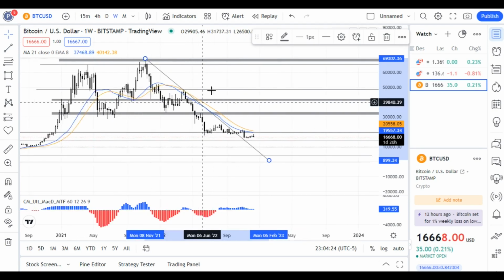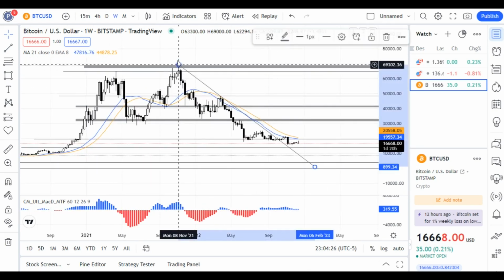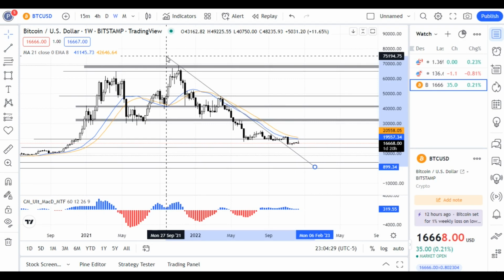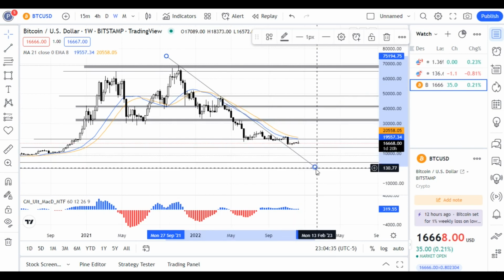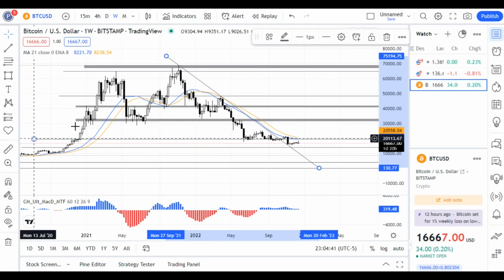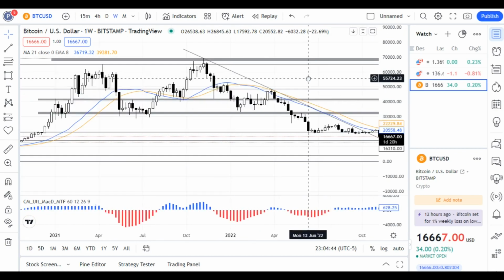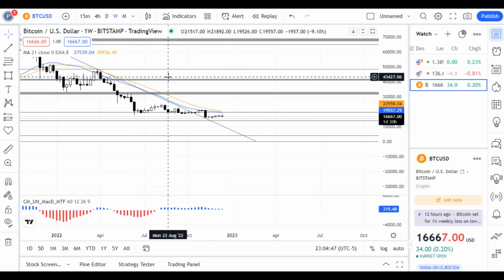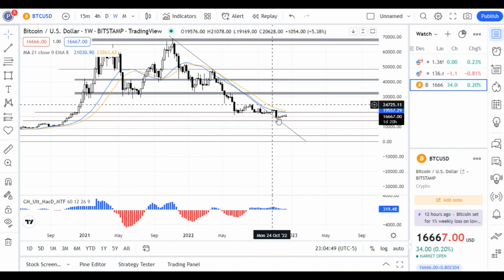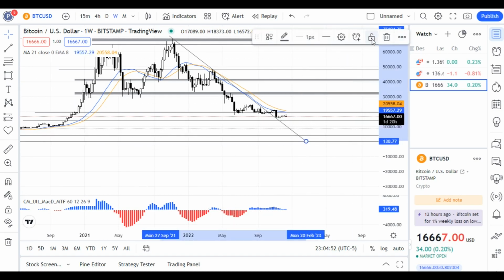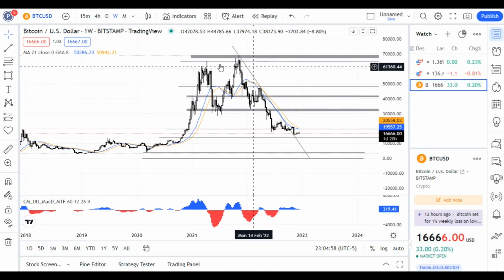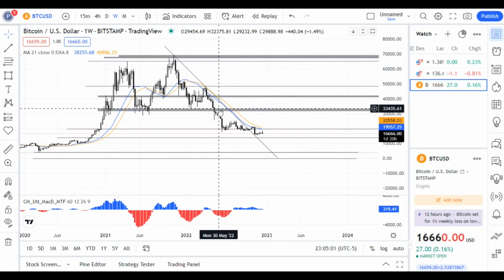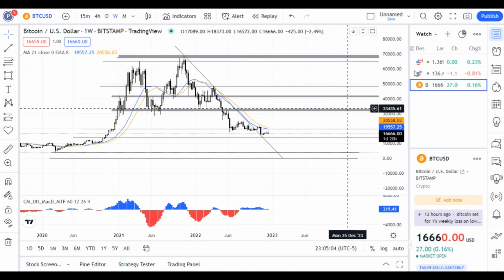Let's see if our line really touches the point. So, the first point, the second point. Okay, so there it is. Nicely drawn. You can see our trend line is green in color. So we are done with the levels and the trend line on the weekly.